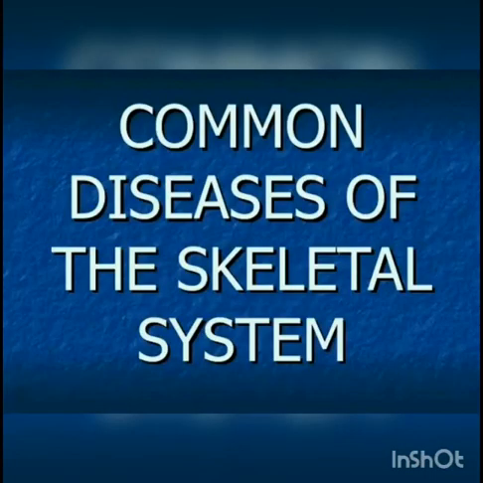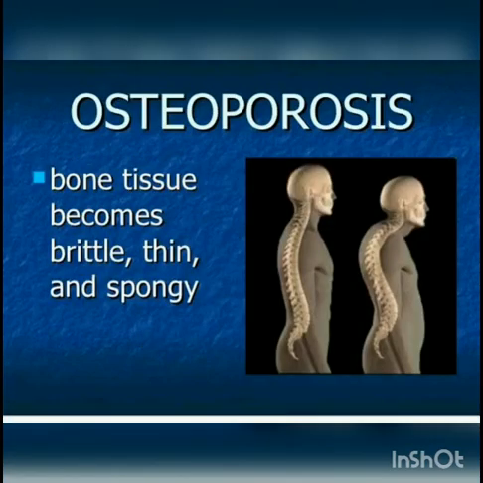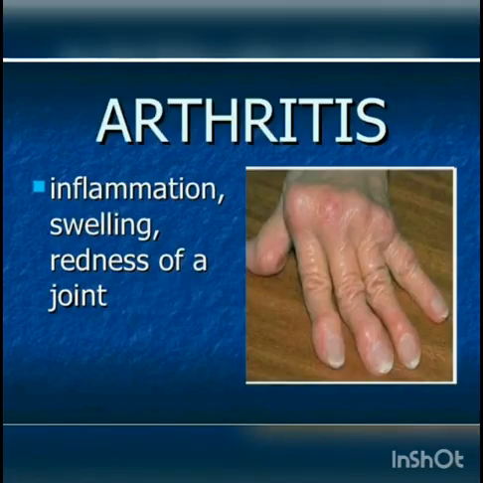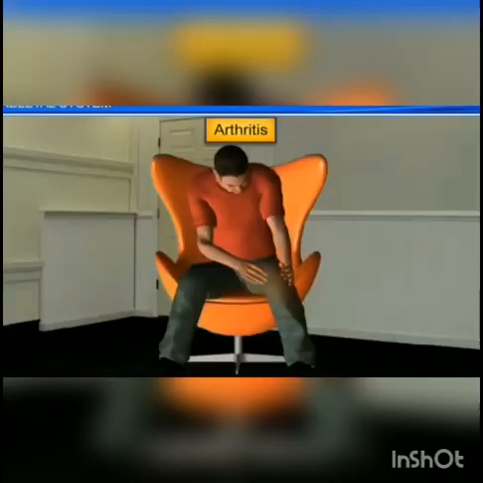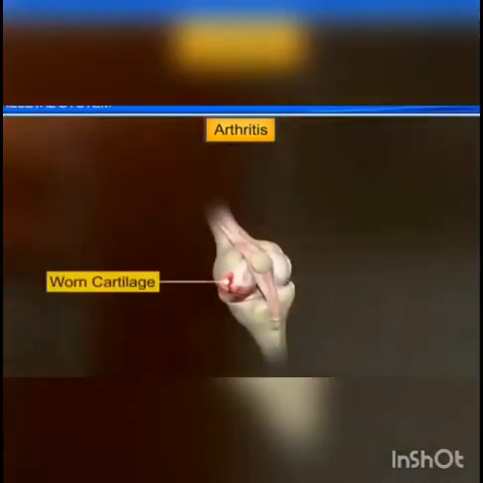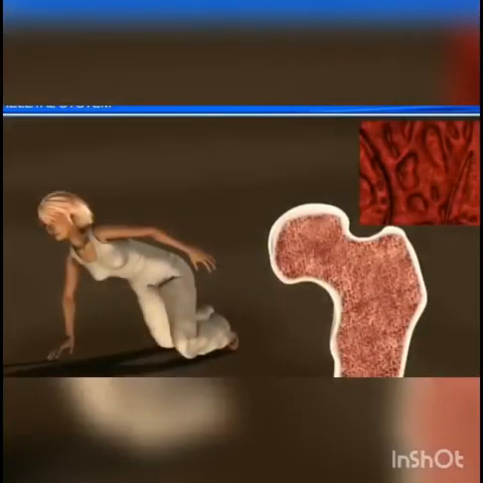Next one is the disorders of skeletal system. So in skeletal system, the major disorders are osteoporosis and arthritis. What is arthritis? Arthritis is an inflammatory or a degenerative disease that damages the joints. There are several types of arthritis such as osteoarthritis, rheumatoid arthritis, and gout.